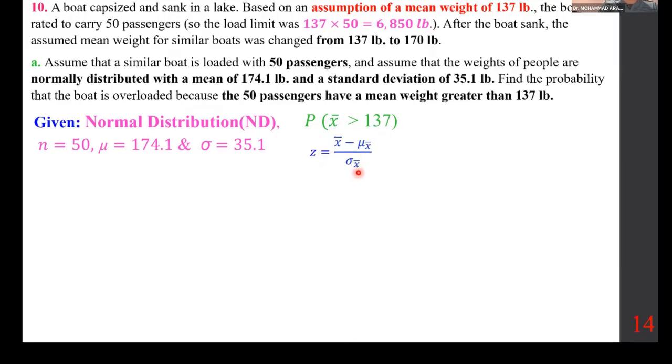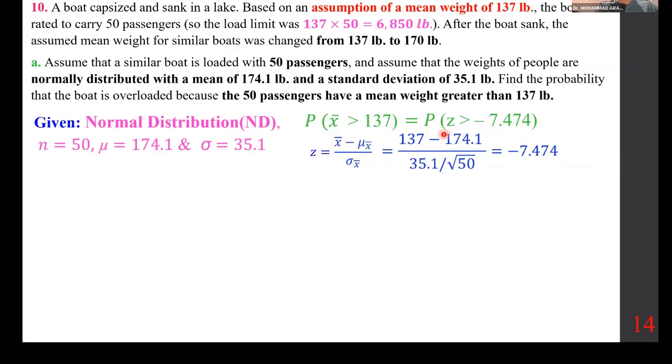But sigma of X bar is sigma over square root of n. So this number divided by square root of 50. This gives us negative 4.74. Therefore, the normal distribution becomes a standard normal distribution, probability of z larger than this number. If we were to graph it, it becomes this.